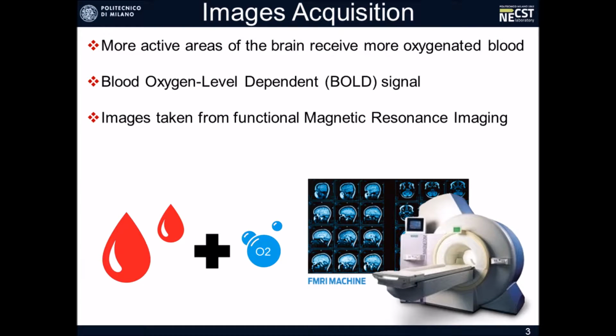Image acquisition can be done by functional magnetic resonance imaging machines. There is a strong correlation between brain cells metabolism and the blood circulation in the brain. In fact, more active areas of the brain need more oxygen in order to properly work, and this is why these areas receive more oxygenated blood. A blood oxygen level dependent signal can be acquired, and it is possible to understand which areas of the brain were mainly activated.